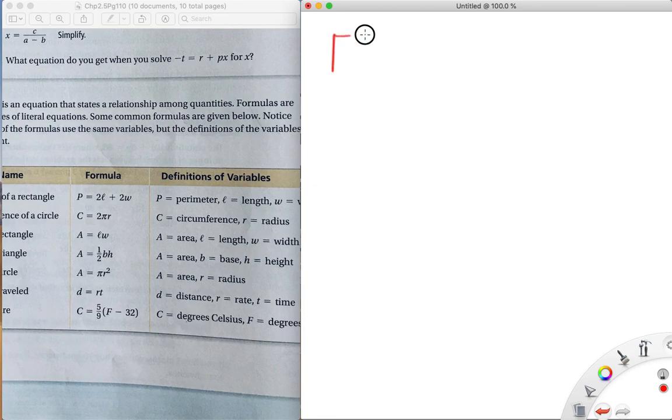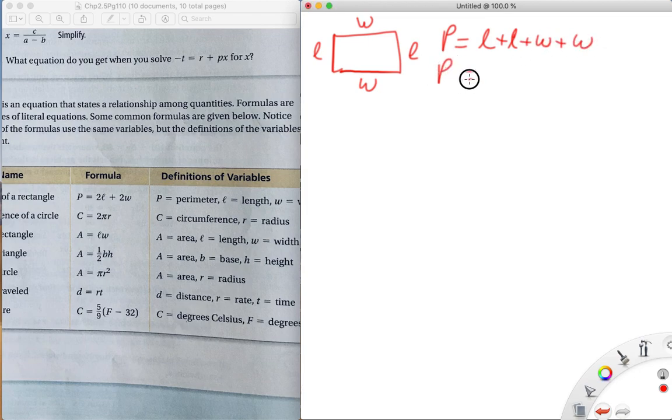Remember that a rectangle has 4 sides where opposite sides are congruent, or the same. So this side would be the same as that side, and the same as that side. So the perimeter would be the sum of those: L plus L plus W plus W. When I combine them, I get perimeter is equal to 2L plus 2W. So that would be the formula for the perimeter of a rectangle.